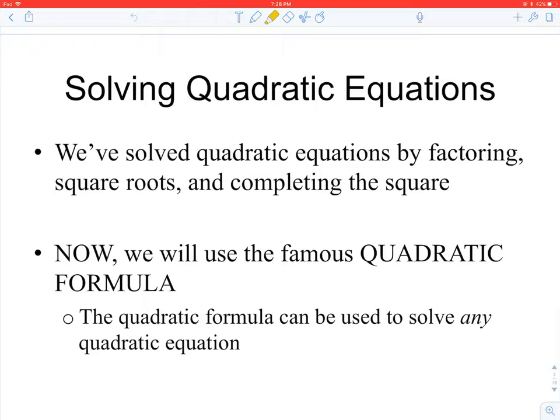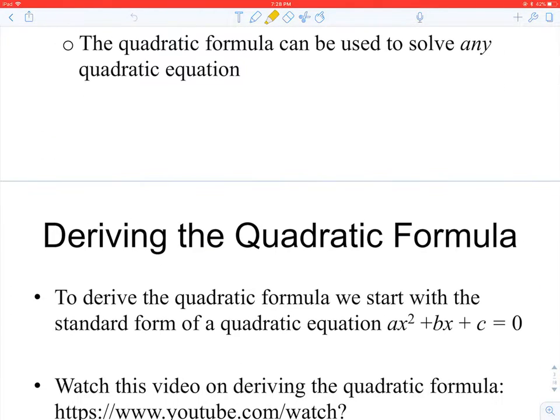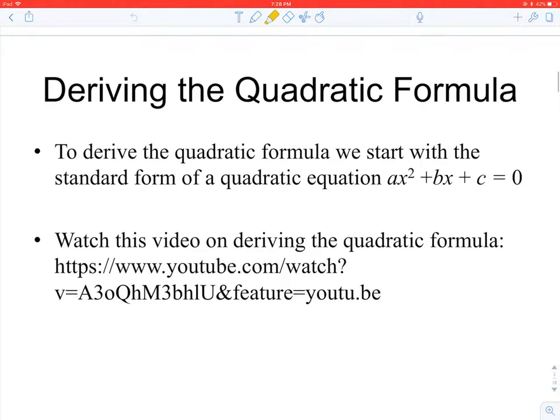So now we are going to be using the famous quadratic formula. And the nice thing about the quadratic formula is, like completing the square, it can be used to solve any quadratic equation.